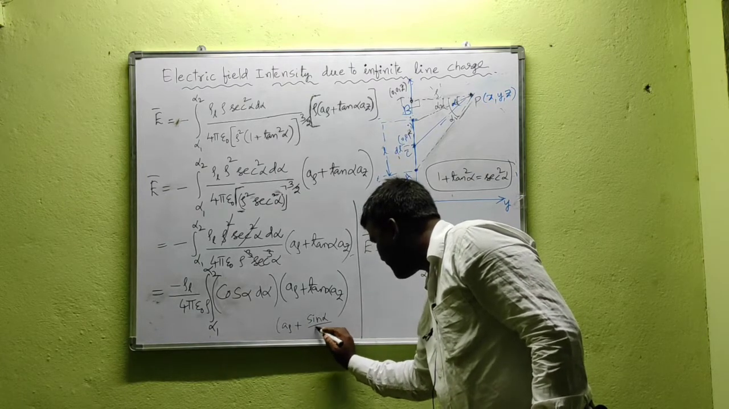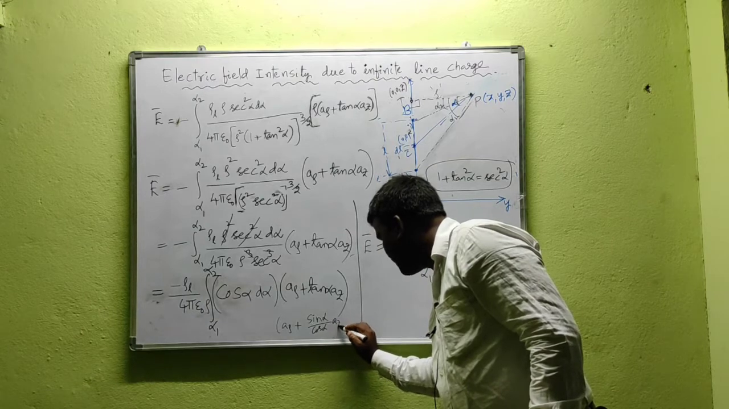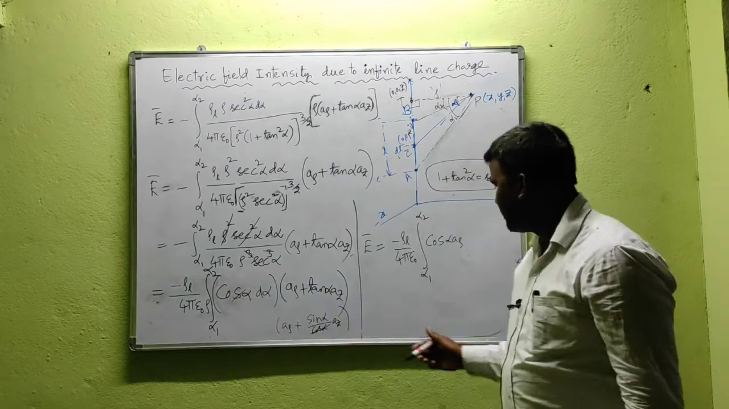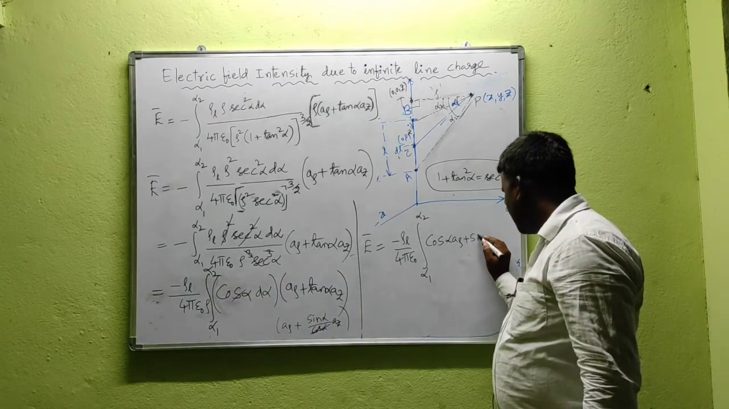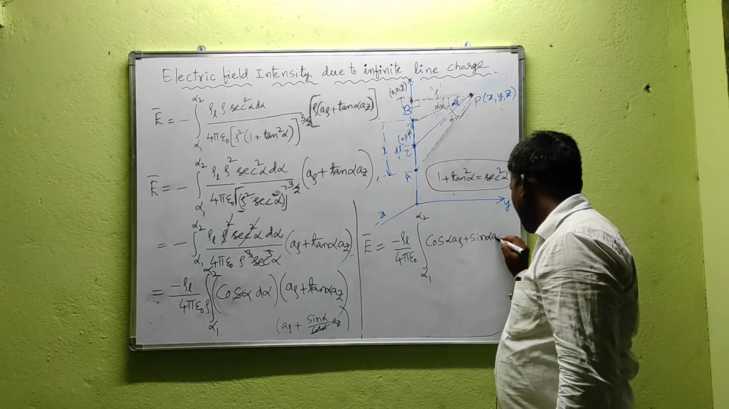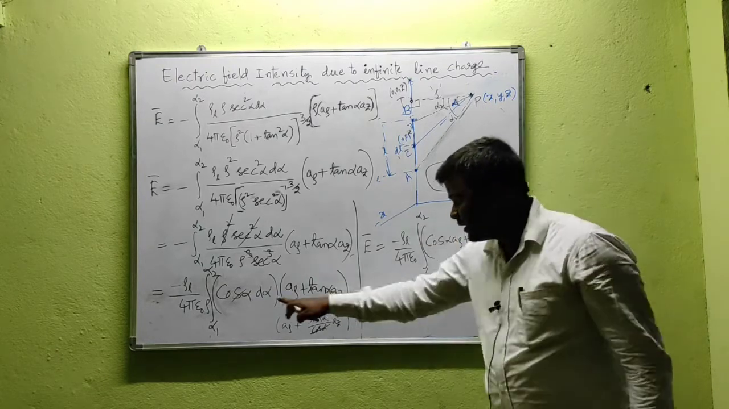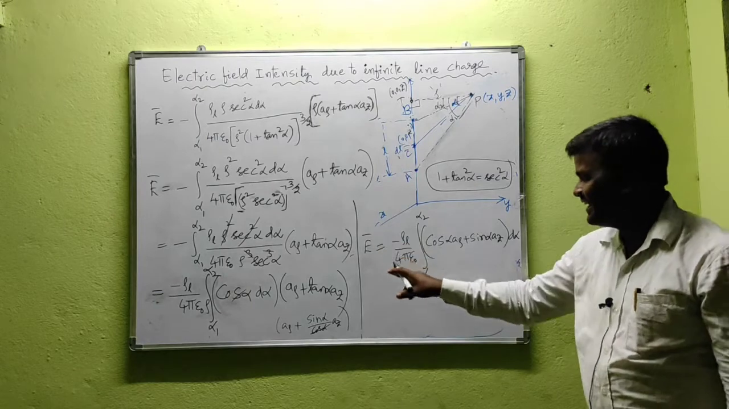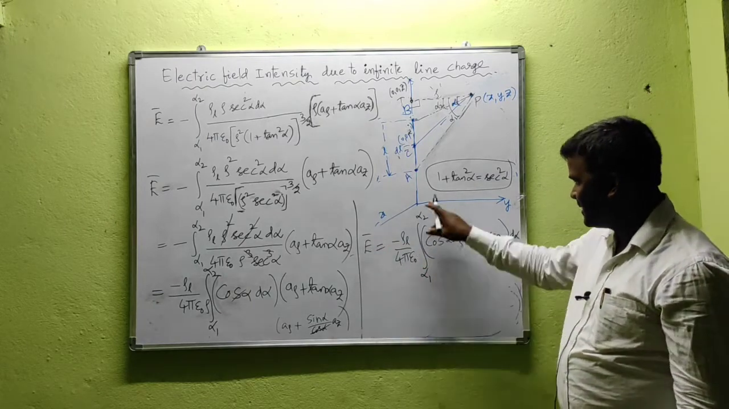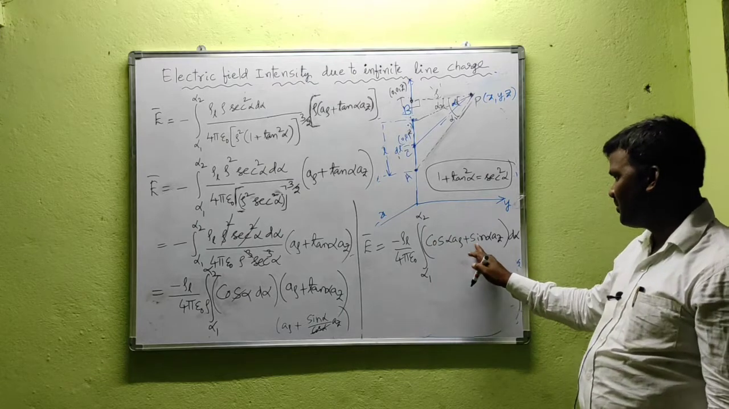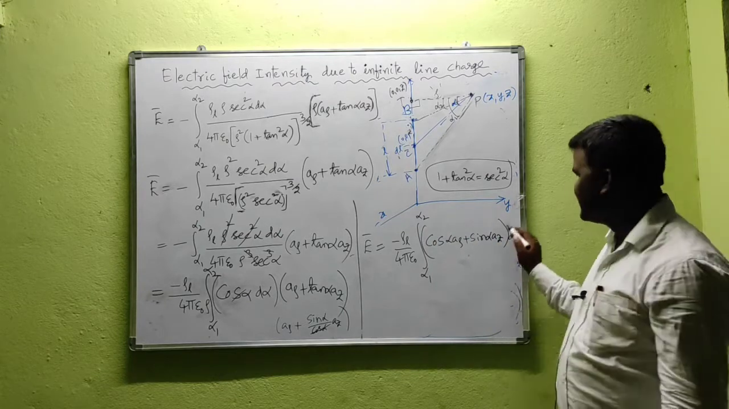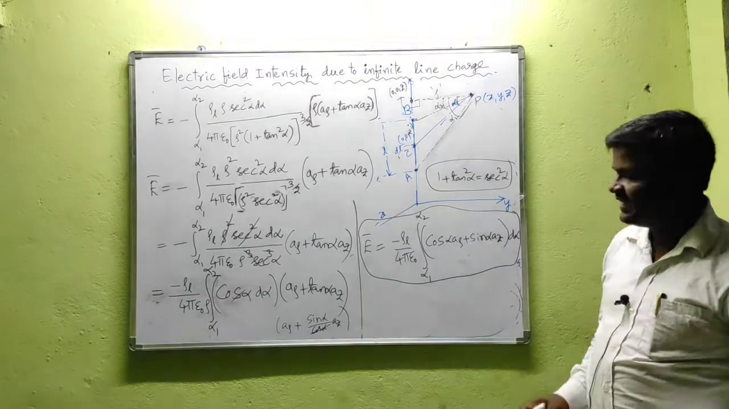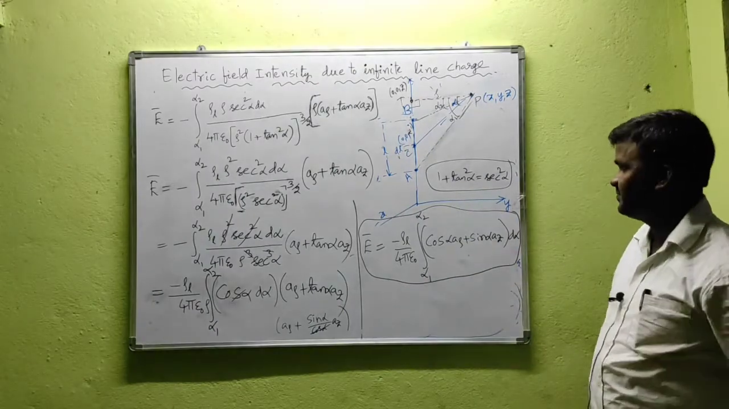Tan alpha can be written as sin alpha by cos alpha into az. Here this cos alpha cancels out. Remaining part is plus sin alpha into az, and of course this into d alpha, I am writing the d alpha at the end. This is all about E bar equal to minus rho L by 4 pi epsilon naught integral alpha 1 to alpha 2 of cos alpha a rho plus sin alpha az d alpha. It is the electric field intensity due to finite line charge.